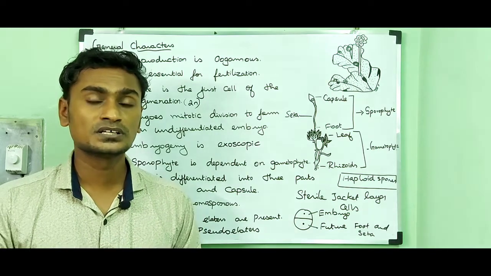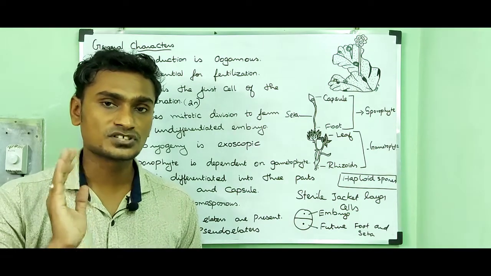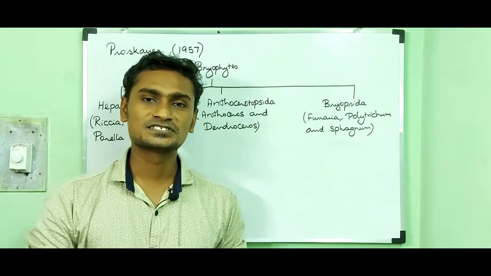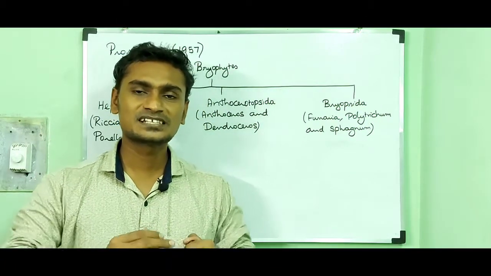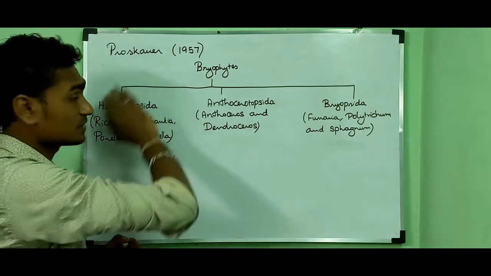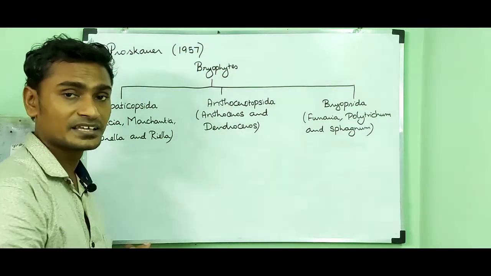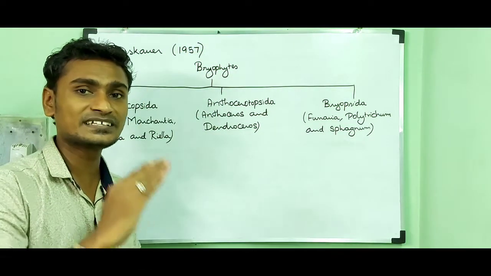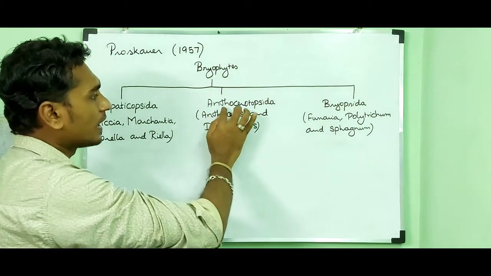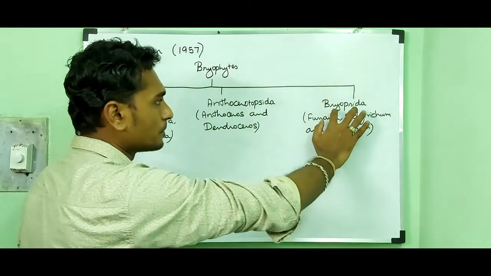So that's all about the general characteristic features of bryophytes. Let me tell about the classification of bryophytes. This classification was proposed by the scientist Proskauer in the year 1957. He classified the bryophytes into three classes, namely Hepaticopsida, Anthocerotopsida, Bryopsida.